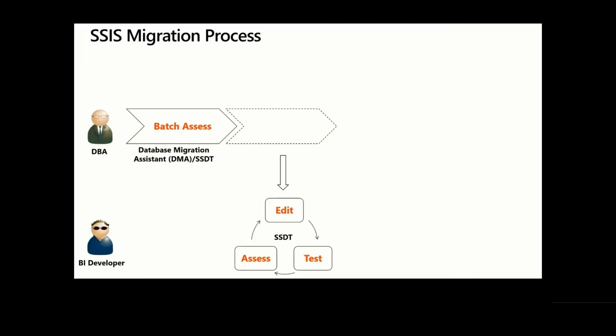The DBA can export SSIS package assessment report into a CSV file that can be shared with a business intelligence or BI developer or anyone else who could mitigate those potential issues. The BI developer can also use Azure-enabled SSDT to perform an iterative process editing or redesigning existing packages if necessary to mitigate potential issues, testing package executions in Azure, and reassessing those packages.